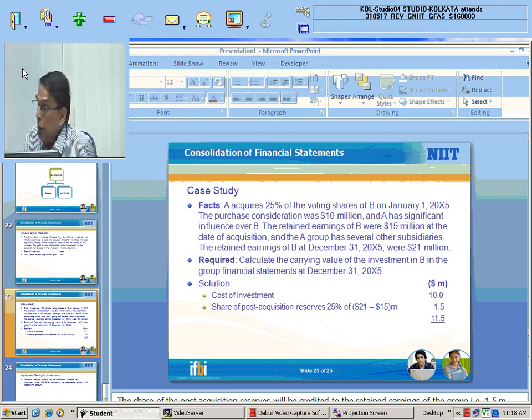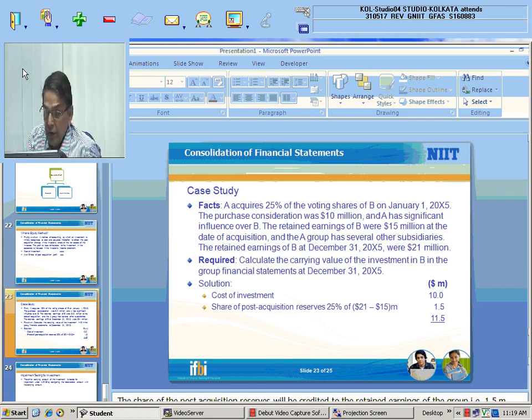So the investment will be shown on the reporting date in the consolidated financial statement. Investment in B will be remeasured at 11.5 million. The share of the post-acquisition results will also be credited to the retained earnings of the group. That is, 1.5 million will also be added to the retained earnings of the group. Goodwill, as I told you, in an associate is never separately recognized, it is included in the investment. The entire carrying amount, that is 11.5 million, should be tested for impairment.